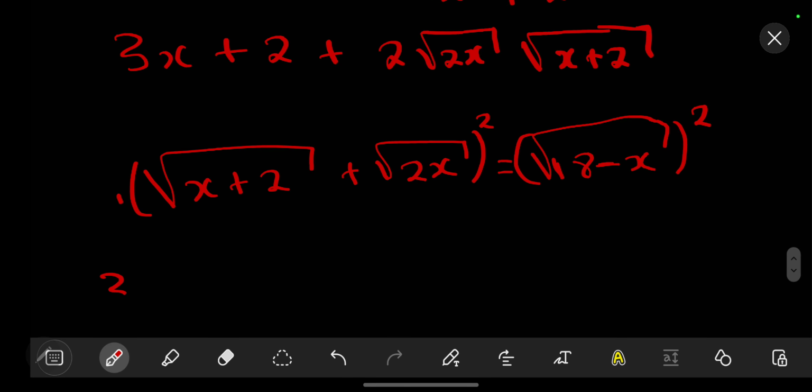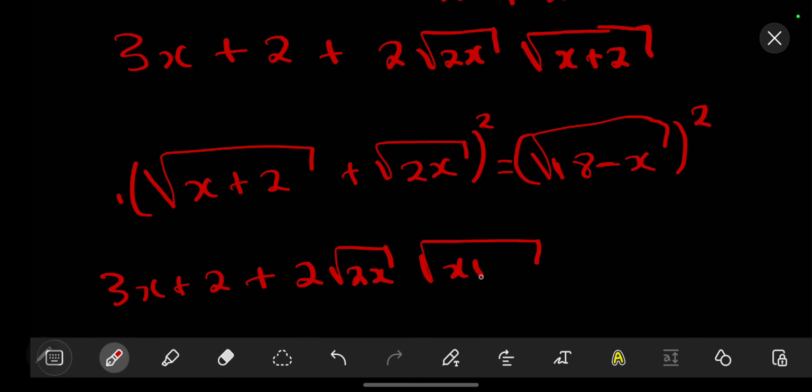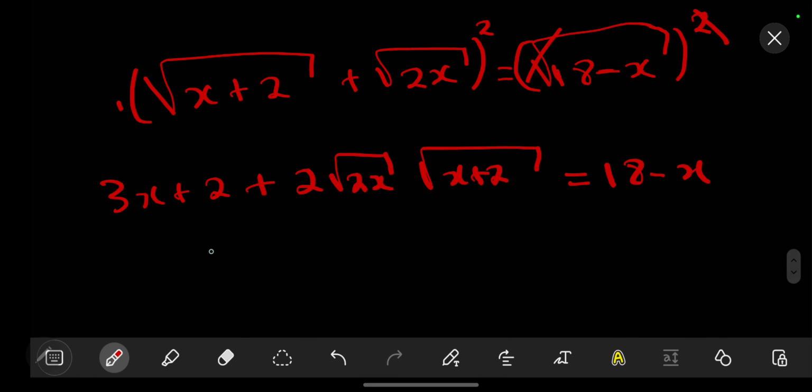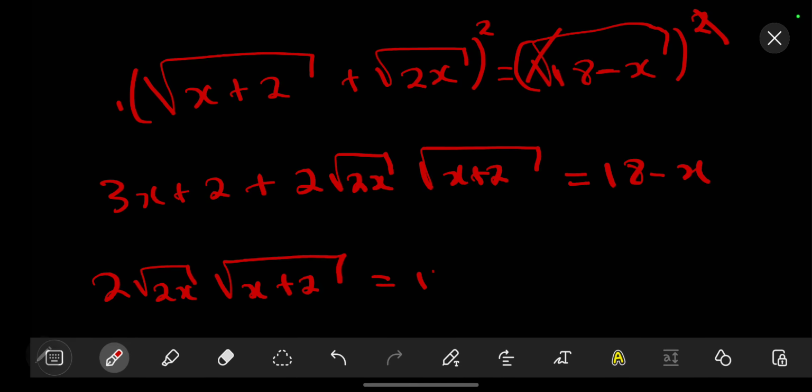Which will give us our 3x. Then we have plus 2, the square root of 2x, then the square root of x plus 2. Then at the end, this one and this bracket will come, that root will cancel. Then this will be equal to 18 minus x. So let's collect the like terms. Just leaving the radical here, we are going to have 2 square root of 2x, then the square root of x plus 2 should be equal to 18.